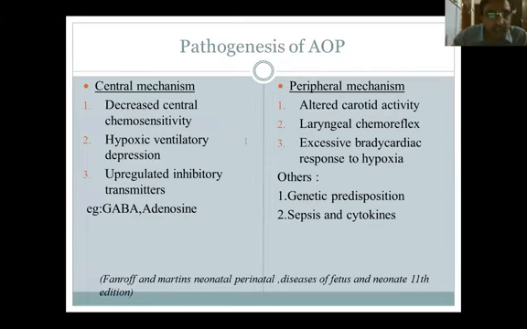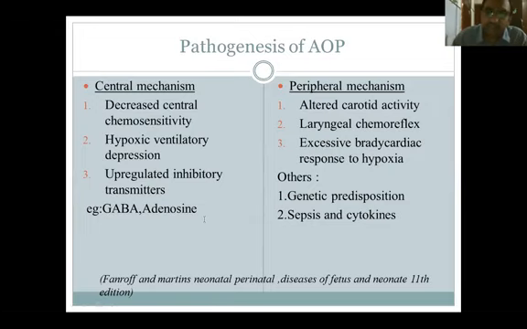Then the next component is the upregulated inhibitory transmitters. We know that in the central nervous system, both inhibitory and excitatory neurotransmitters are there. GABA and adenosine are the two neuroinhibitory transmitters. When their levels increase, what happens? They do not stimulate the respiratory center. That is the reason we should know that caffeine acts on adenosine A1 and A2 receptors, so that it prevents the inhibitory effect of adenosine.